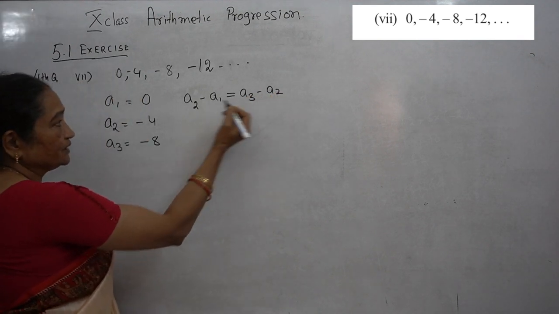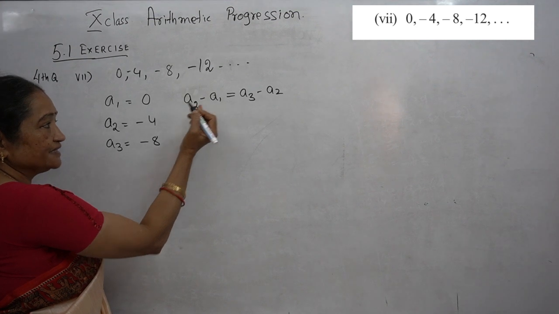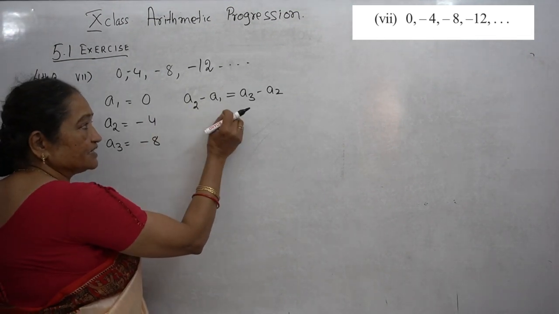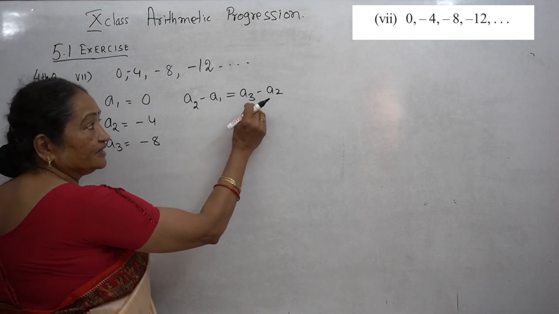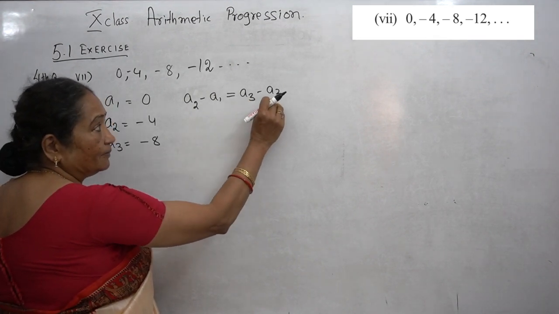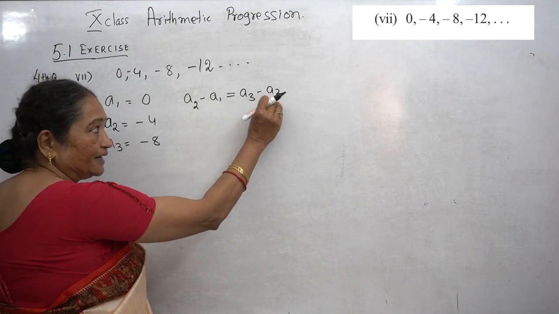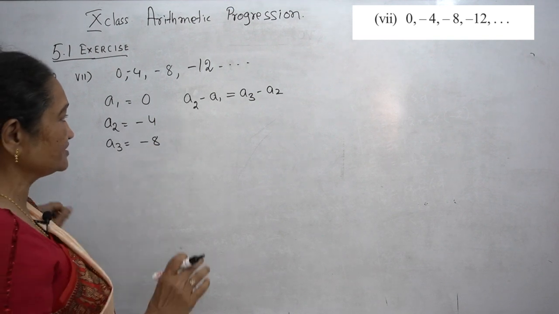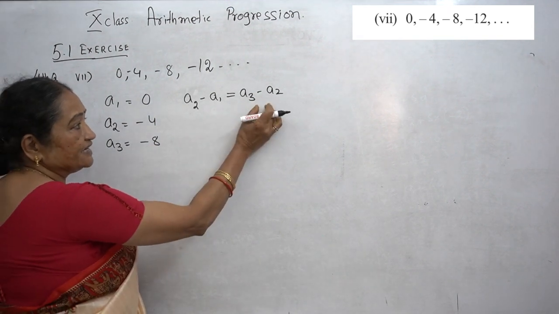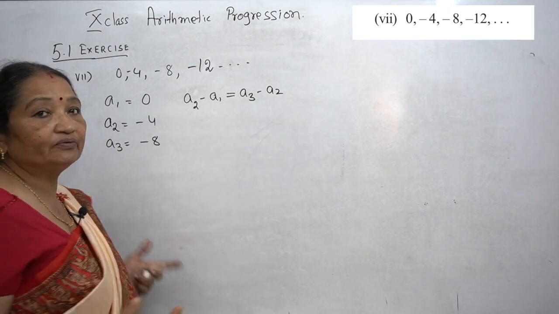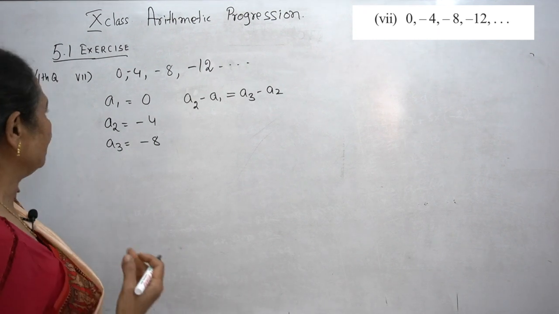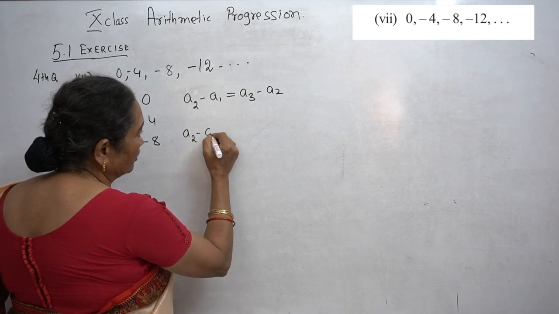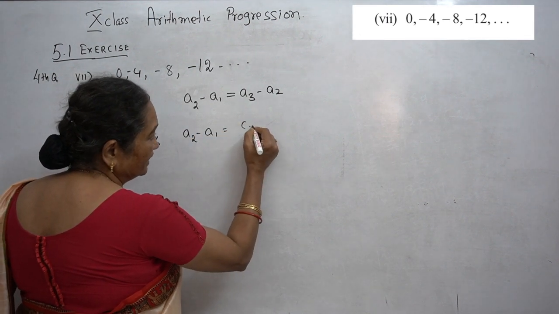Suppose A2 minus A1, whatever the difference has come, if it is equal to the difference of A3 minus A2, that means third term minus second term. Here second term minus first term, whatever difference comes, if the same difference comes here, then only we will say that it is an AP. Now let's see, A2 minus A1 is coming how much? This is our common difference.